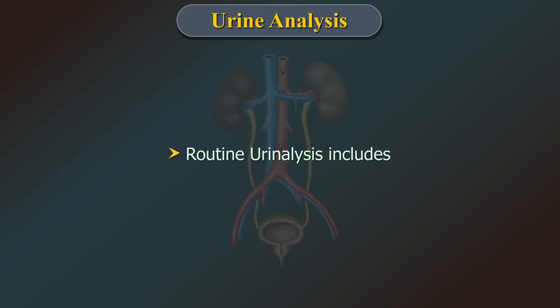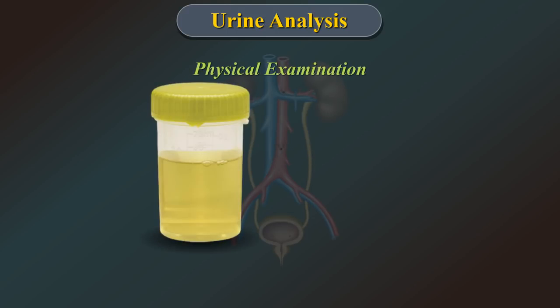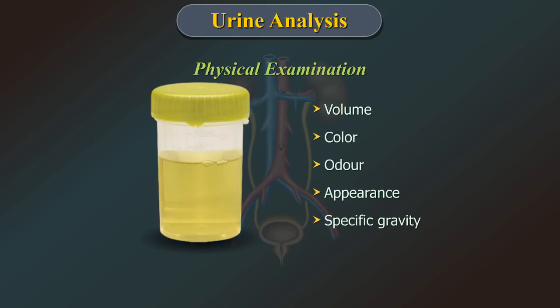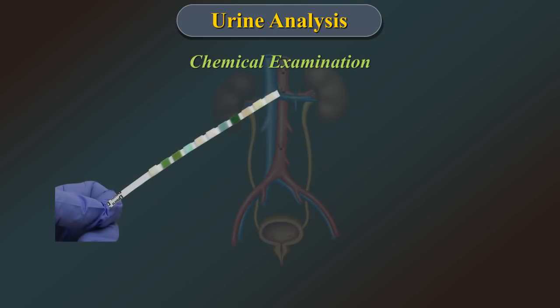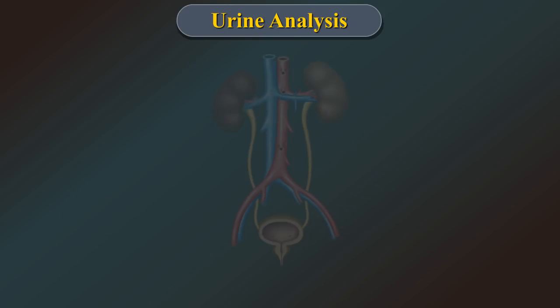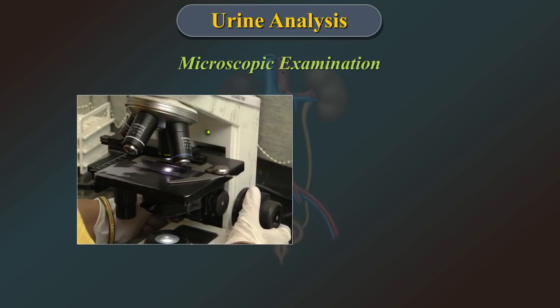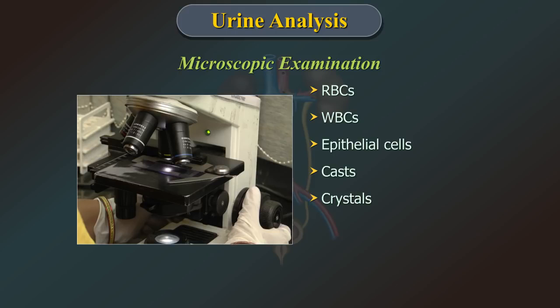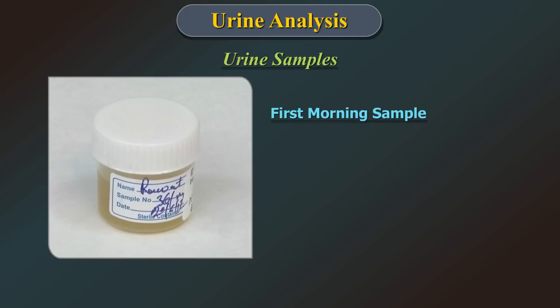Routine urine analysis includes physical examination for volume, color, odor, appearance, and specific gravity. Chemical examination for glucose, proteins, ketones, bilirubin, urobilinogen, nitrate, leukocyte esterase, pH, and blood. Microscopic examination of urine for cells like red blood cells, white blood cells, epithelial cells, casts, crystals, bacteria, yeast, and parasites.